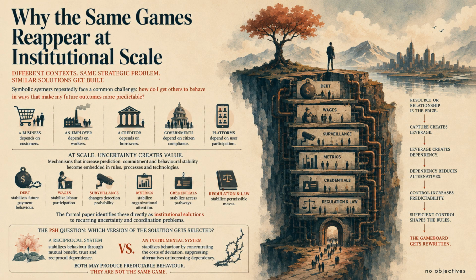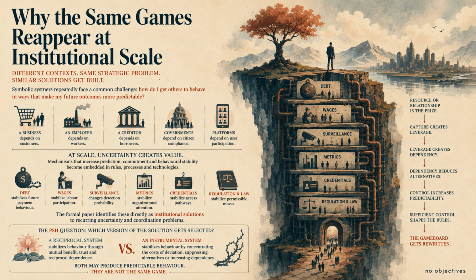PSH isn't claiming that institutions consciously think like psychopaths. The claim is that they repeatedly confront similar strategic problems, and selection can preserve instrumental solutions when those solutions generate higher symbolic payoffs. So the important distinction isn't simply cooperation versus coercion, it's how stable behavior is being produced.